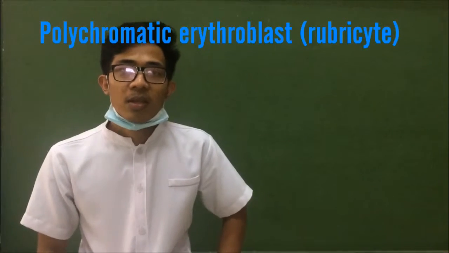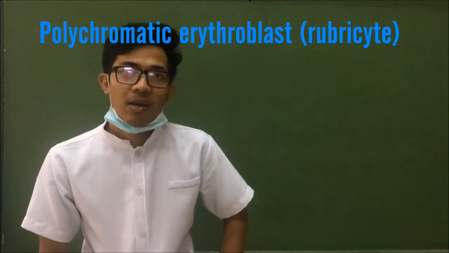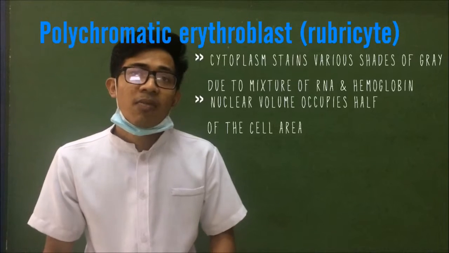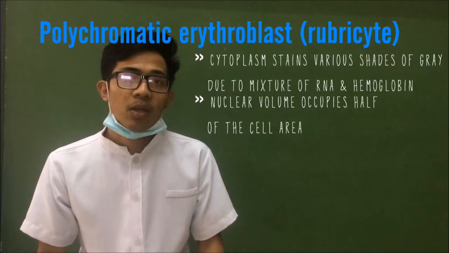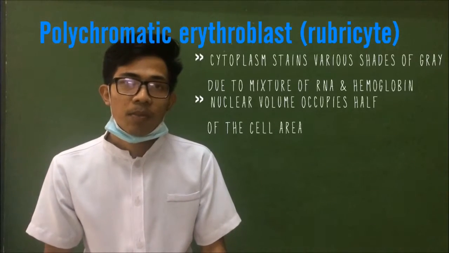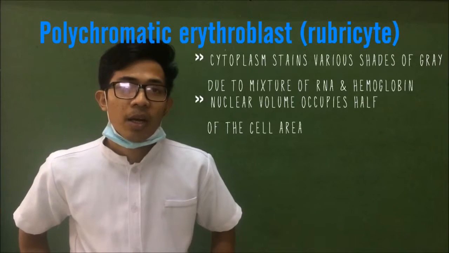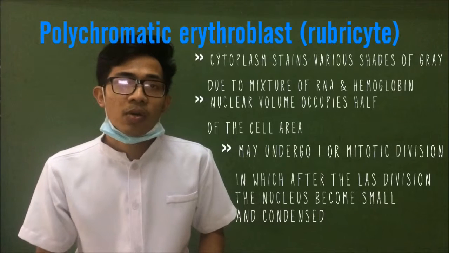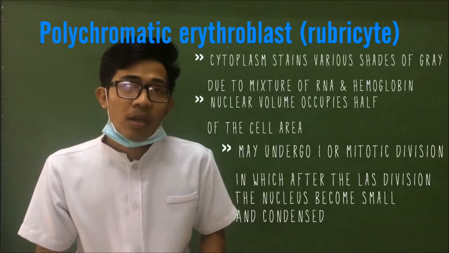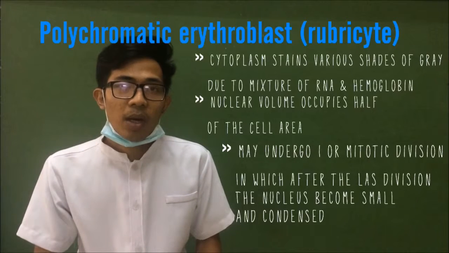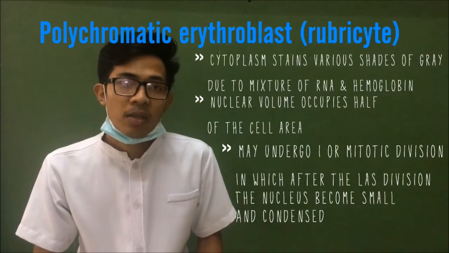Third is the polychromatic erythroblast, or rubricyte. Its cytoplasm stains various shades of gray due to a mixture of RNA and hemoglobin. Nuclear volume occupies half of the cell area, and it undergoes one or more mitotic divisions, in which after the last division, the nucleus becomes small and condensed.